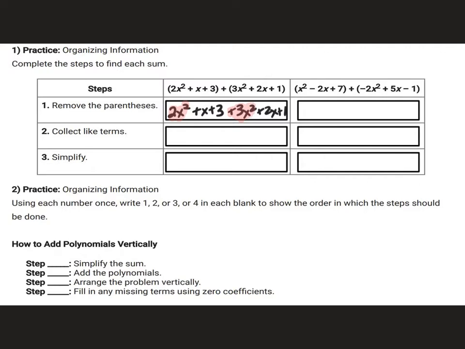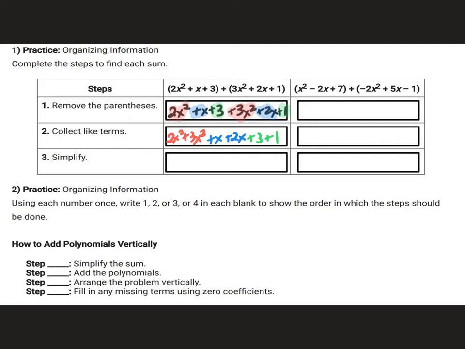Okay, I'm going to go to my next term, positive x. I'm going to include that sign. And looking through my expression, I see that plus 2x is a like term, and I'm going to combine them together. And then I have 3 and 1 over here, so I can combine those as well. So let's actually combine those. My first terms that I'm combining are 2x squared plus 3x squared. And then I have plus x plus 2x. And then I have plus 3 plus 1.